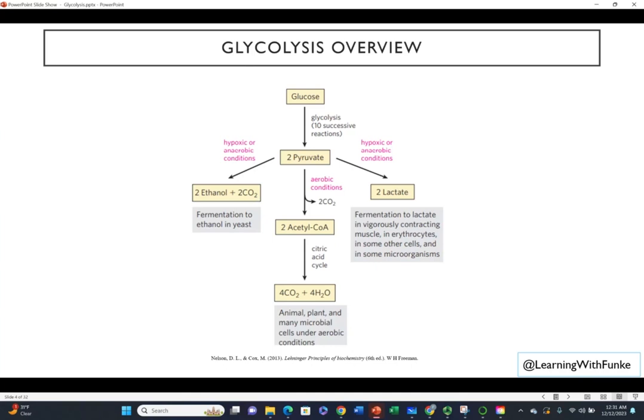say like in your muscle cells where you produce lactic acid. However, under aerobic conditions, we go all the way through glycolysis producing 2-pyruvate and go further down to the TCA cycle, and we end up producing 4 carbon dioxide molecules and 4 molecules of water. And we'll be going over the TCA cycle in a subsequent video.